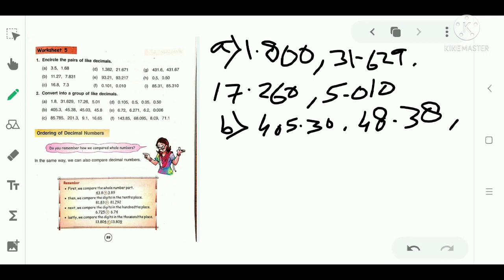Next is 45.03, we will write it as it is also. Next is 45.8, we have to add 1 zero here. So this is the answer of B part. Students, in this way do the next parts.